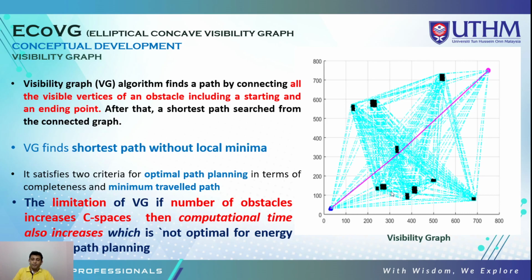They are all calculated, even from here to here, with multiple angles, meaning all the visibility angles will be calculated. Here there are maybe only 10 obstacles, but if you think of 300 obstacles, just imagine how many lines and how many calculations there would be. That is the problem of visibility graph, but the good thing is it works without local minima, and it can be optimal. You can get the minimum travel path. This is the good advantage, but as obstacles increase, the computational time also increases.